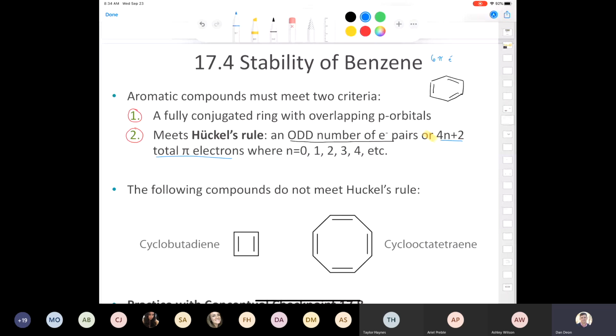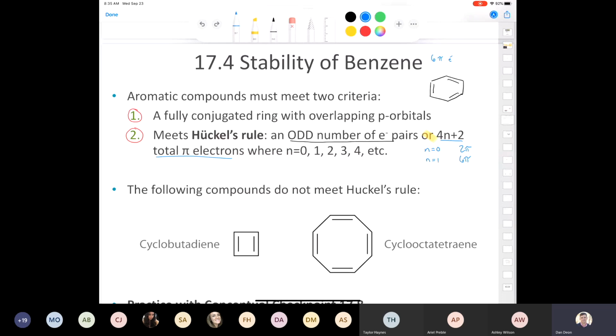Now, if I examine 4n plus 2, if n is equal to 0, 4 times 0 is 0, plus 2, we end up with 2 pi electrons. When n is equal to 1, I have 4 times 1, which is 4. 4 plus 2 is 6. That would be 6 pi electrons. Hey, what do you know? 6 pi electrons. That's a Huckel number. Okay, so either way that you examine it, it abides by Huckel's rule.